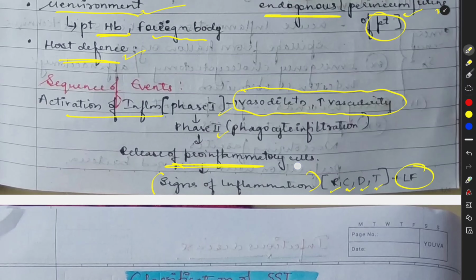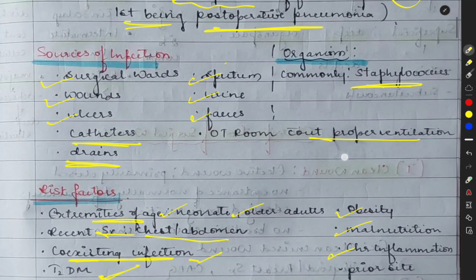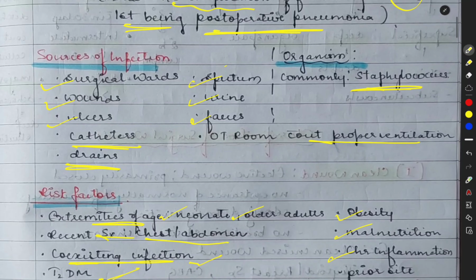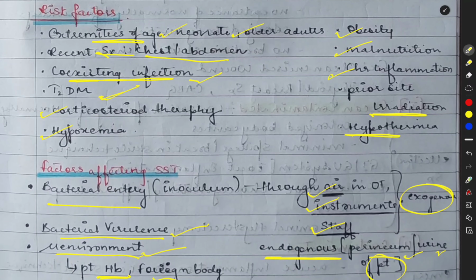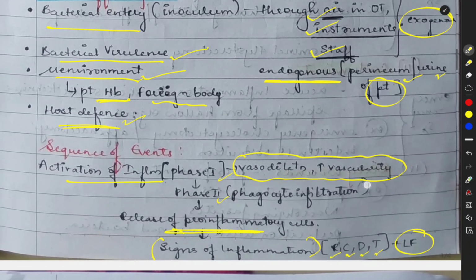This is all about the introduction part of SSIs. Firstly, you will be writing the definition of surgical site infection, then the organism which causes SSIs, the sources of infection, risk factors and factors affecting SSIs, and then at last the sequence of events.